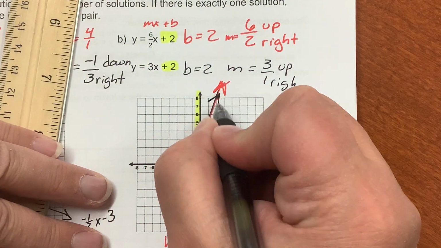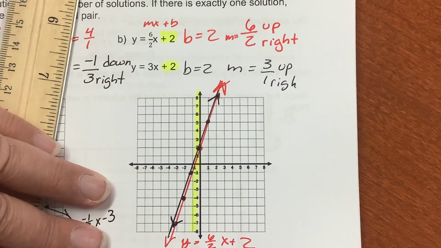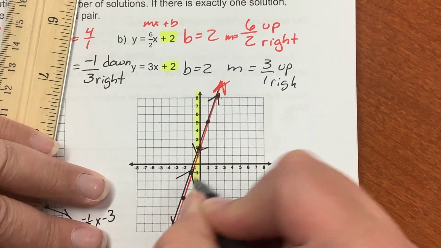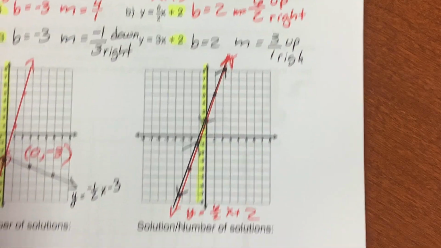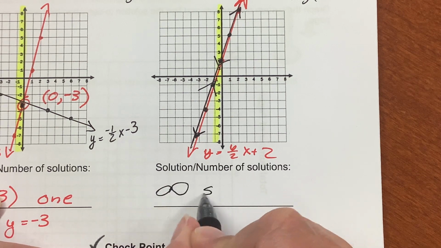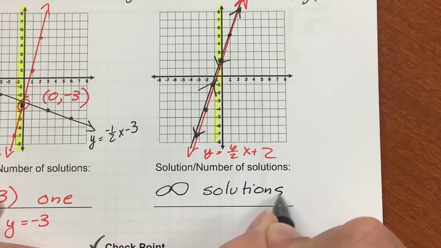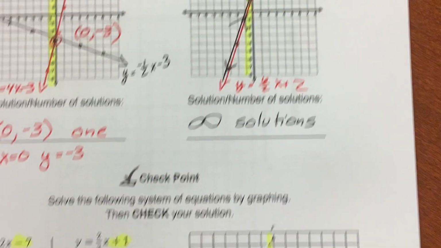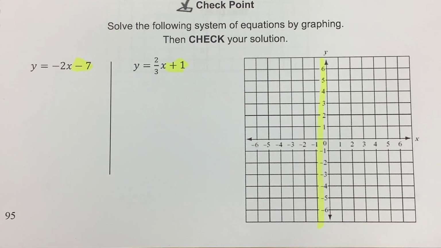Well, I could put another arrow on each side to show that I have one line on top of the other. Remember I said you could put the arrows in the middle to show that they're pointed at each other? However you want to do it, the number of solutions here is infinite. Infinite solutions. Because it's the same line. Coincidental. That's the word I was trying to think of. The same line is called coincidence.